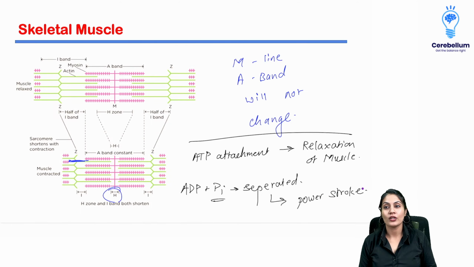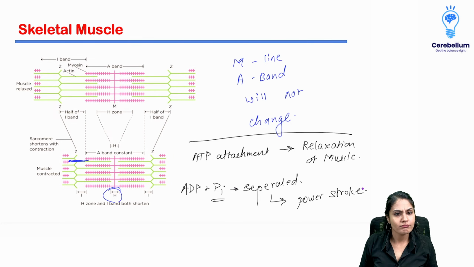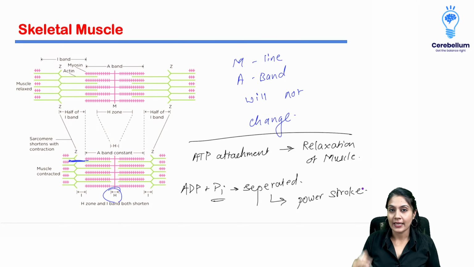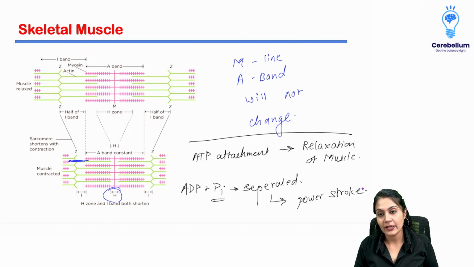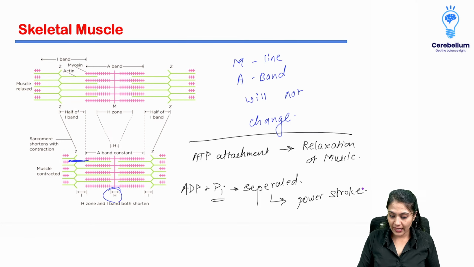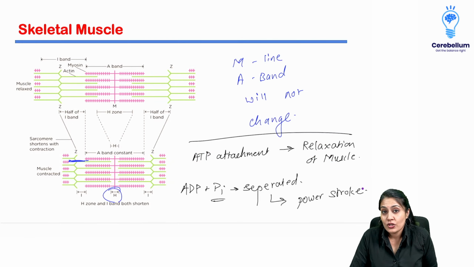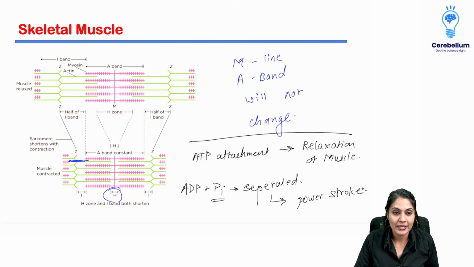rigor mortis. So how does the relaxation take place? After some time, the proteins inside the muscle, that is actin, myosin, and everything else, will change. The attachment of ATP causes relaxation, but when the ATPs are over, when the person dies, the relaxation will not occur. That is known as rigor mortis. And when relaxation eventually takes place, actually it is not relaxation; it is the denaturation of protein that takes place.